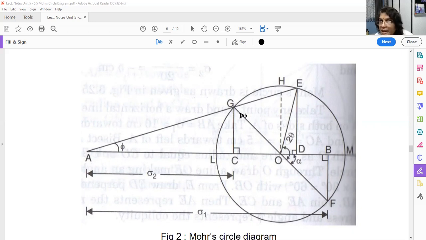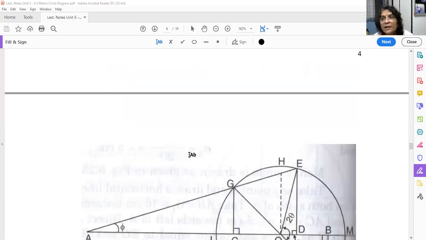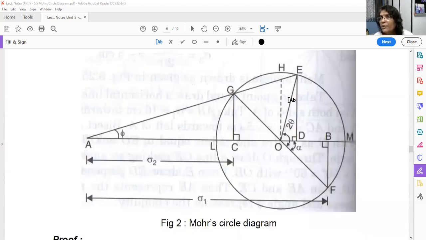Now if I join AE, sorry, OD, not OD, this AD represents the normal stress, because every stress is to be measured from A, not from O. O is the center of the circle. So AD represents normal stress acting on the inclined plane, ED represents shear stress acting on the inclined plane, and AE represents resultant stress. It's a vectorial addition. AD square plus ED square is equal to AE square. Understood? Okay, so now every point we have explained.